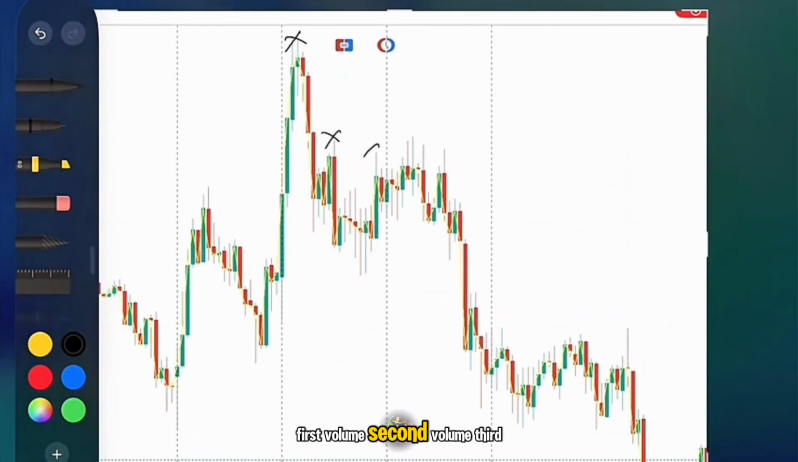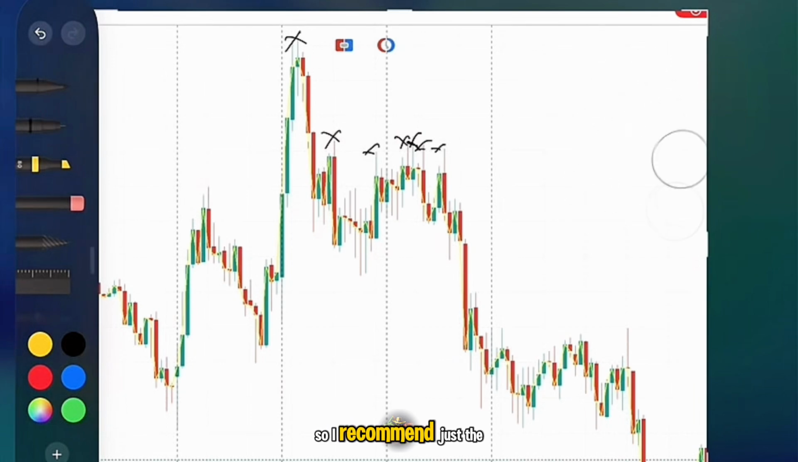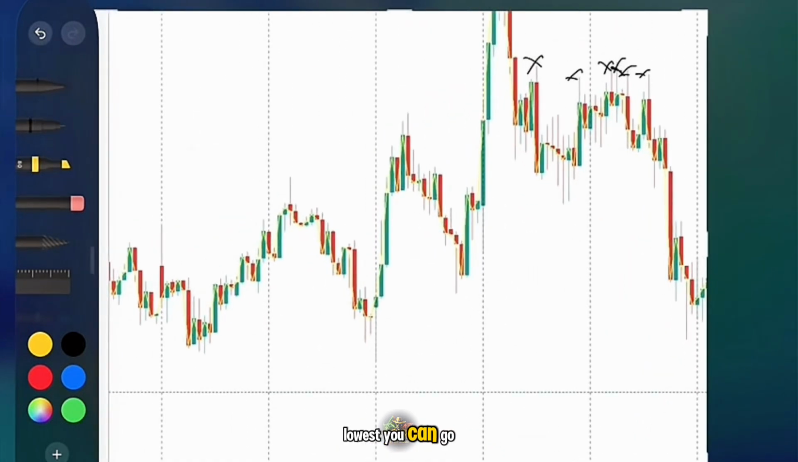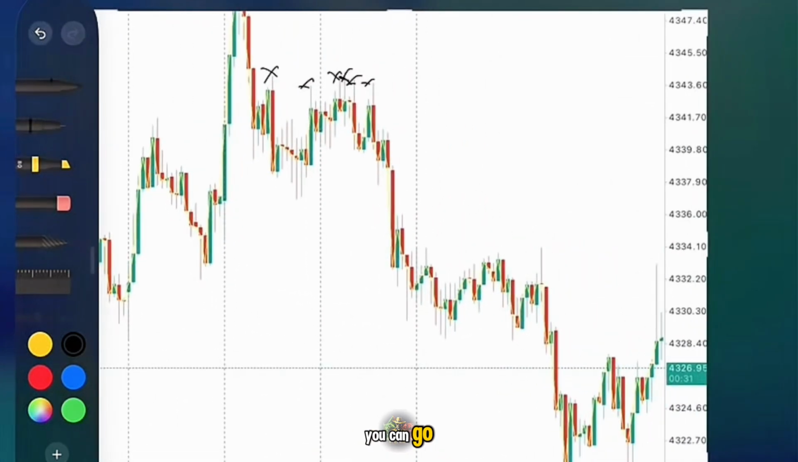First volume, second volume, third volume. The more you drop down to the lower time frame, the more volumes you can see. All right? So I recommend just the lowest you can go, just stick with M3. Inside M3, you can find the whole picture. When you go to M1, the noise is way louder. There's a lot of noise. You might get confused. So stick with M3. That's the lowest time frame you can go.